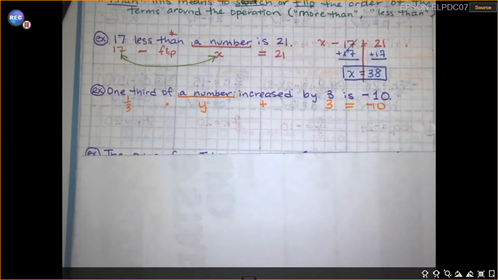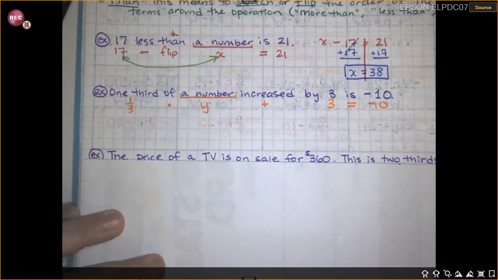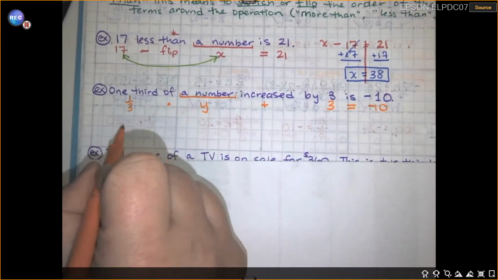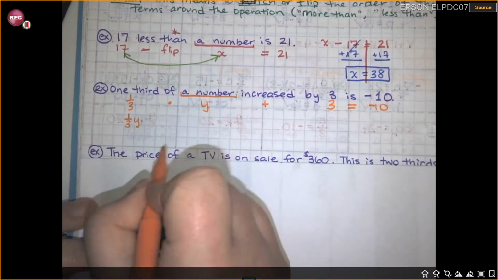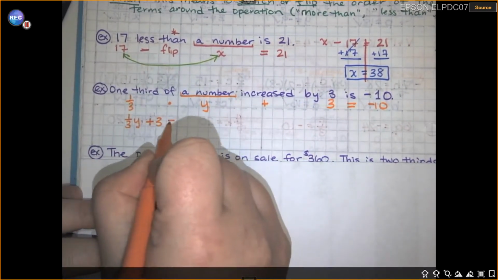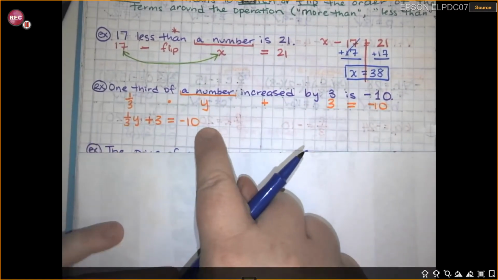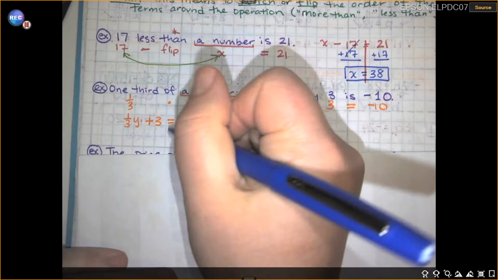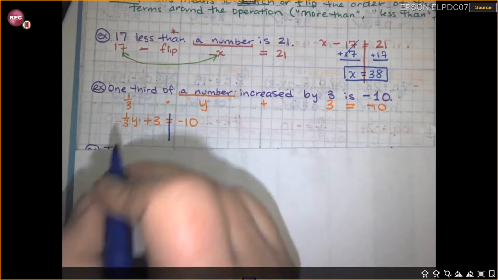Now notice there's nothing that tells me I need to flip the order of anything, so I can just put it in this exact same order. So that gives me 1/3 y, because I'm multiplying them and you don't actually put a symbol between them, plus 3 equals negative 10. The only thing I did wrong here is I did not leave myself enough room. That's almost more important to me than just getting the answer right, because I don't care about just getting the answer. I care about this and then you showing me work to get the answer.